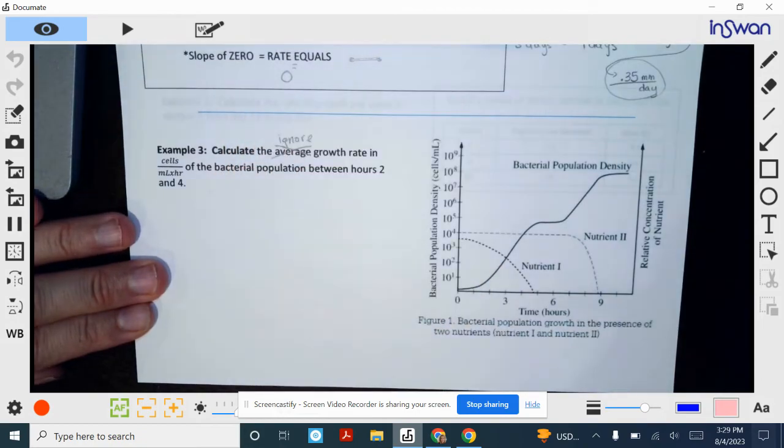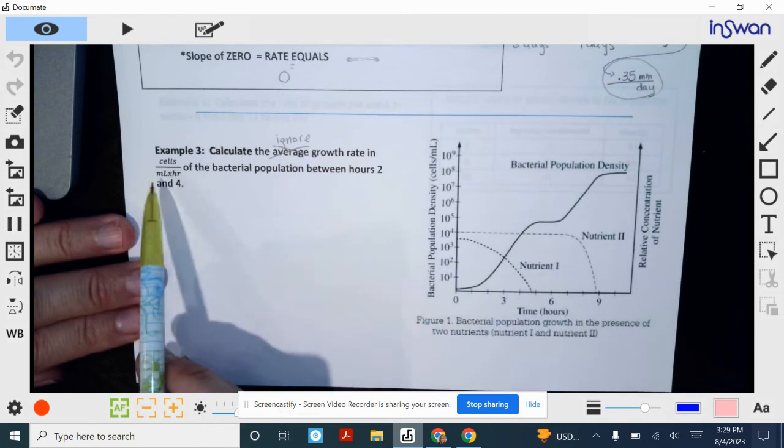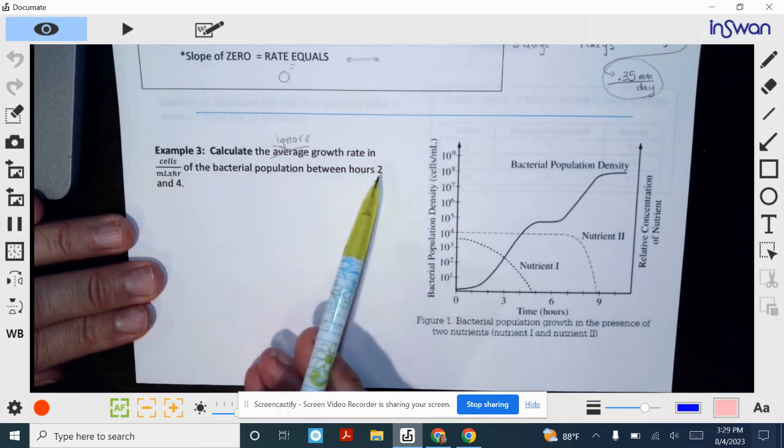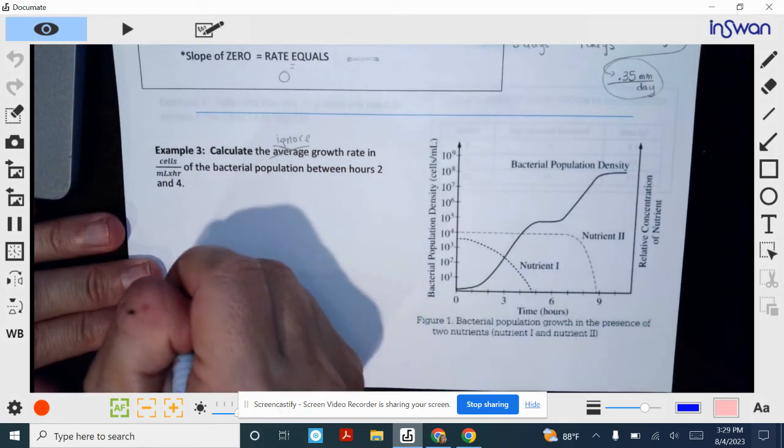So the average growth rate in cells per milliliter per hour. Sometimes they do this and it can confuse students. Don't let it confuse you. I'm going to show you how the answer you're going to get, this is the units that you're going to see when you write your answer. Of the bacterial population between hours 2 and 4. Well, we got our time, right? Stick it on the bottom.